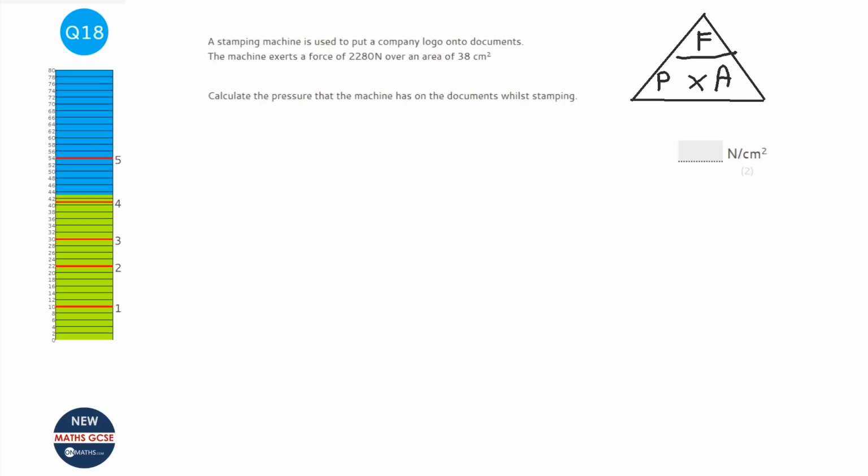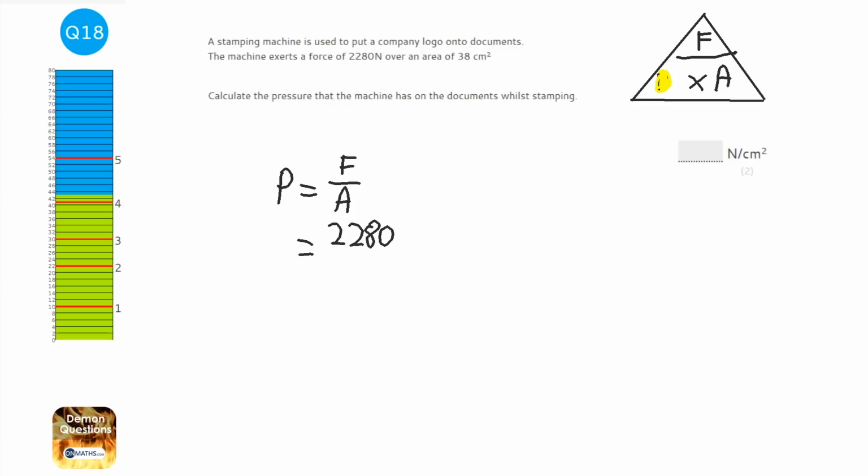So if we're asked to find the pressure, we cover up pressure on the triangle, and it says that it's force divided by area. The force is 2280 newtons, and the area is 38. So we get our calculator out, 2280 divided by 38, and I get the answer of 60.